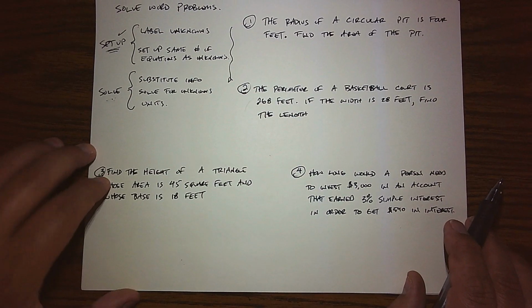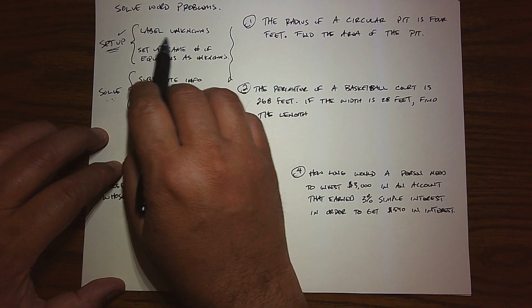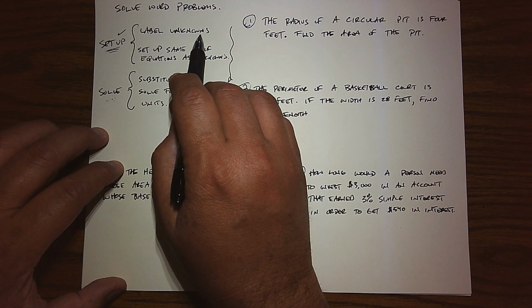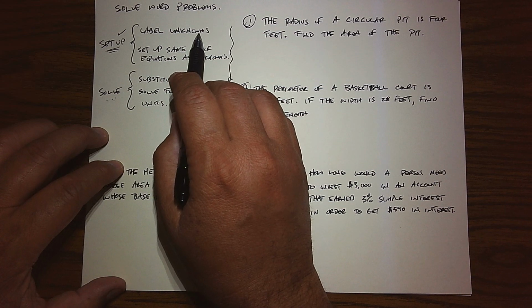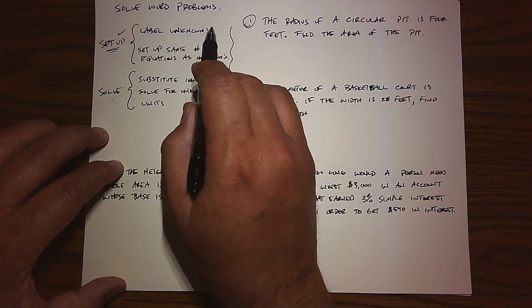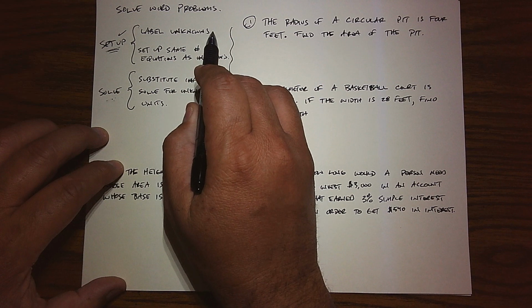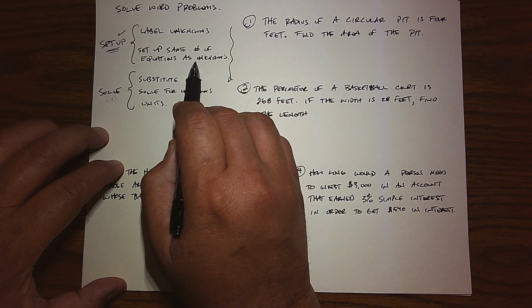What you do in the setup phase is you first label your unknowns. What are they asking you to find? Give it a name. Call it X, call it A, call it B. Make it a happy face, but come up with some symbol. Labeling the unknowns is important because as these word problems get harder, it impacts the second stage.